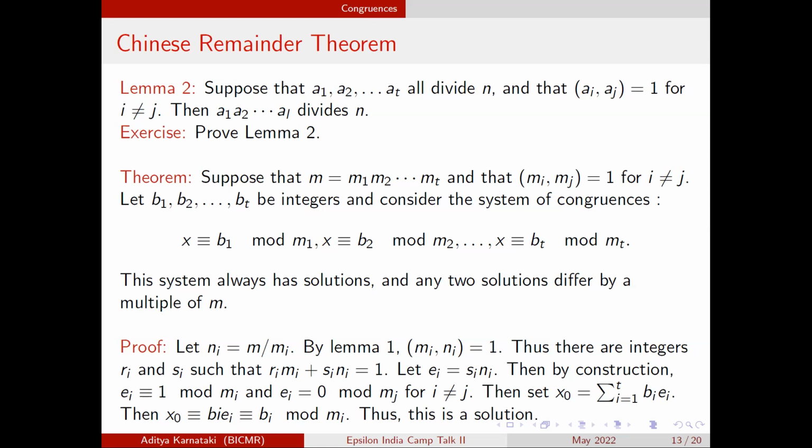So till now we have been seeing propositions and lemmas because they're simple. This is a theorem, so it takes some time to see in some sense. Have you studied the Chinese remainder theorem already? You have seen the theorem, but not the proof. That's okay. So this is the proof.